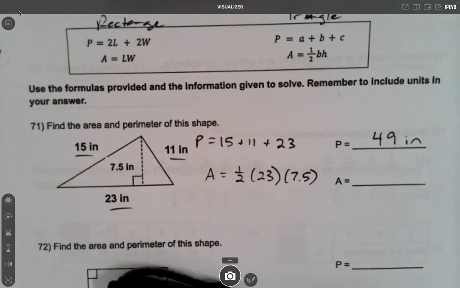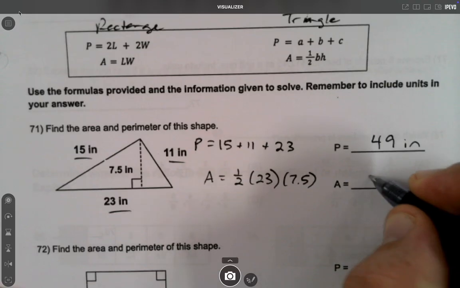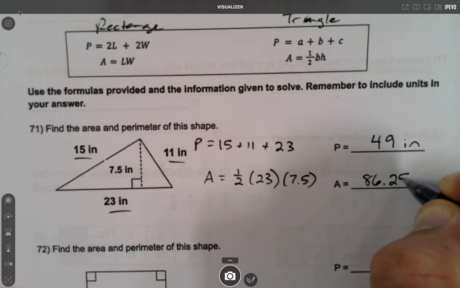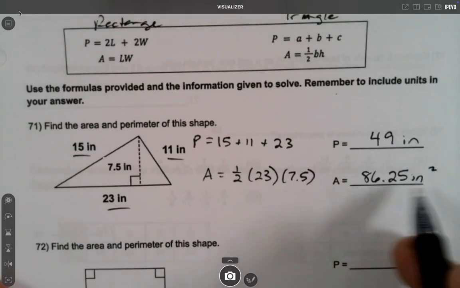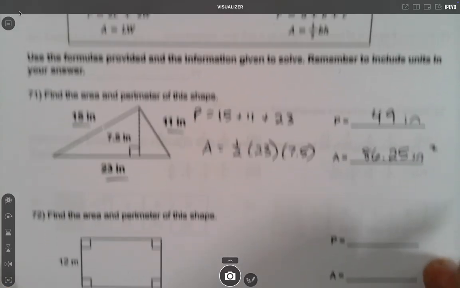You're obviously allowed to use your calculator for this part. You can type that in. You can type in 0.5 for the 1/2, or you can type in 1 divided by 2, whichever you prefer. And you'll get 86.25 square inches. Remember, for area, the unit, not the number, the unit is always squared.